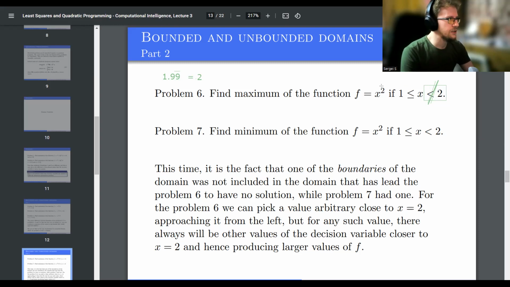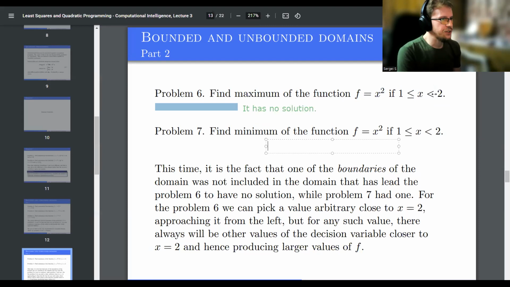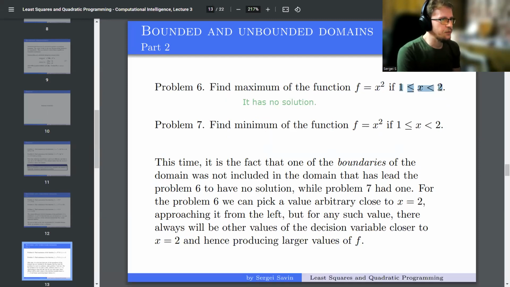So problem 6 doesn't have a solution. Problem 6 doesn't have a solution because of the strict inequality. Let me just double check that what is written here is what I said. Yeah, it has no solution. But that is because we abused the problem. We asked for strict inequality. Let's do problem 7 and then we'll continue the discussion.